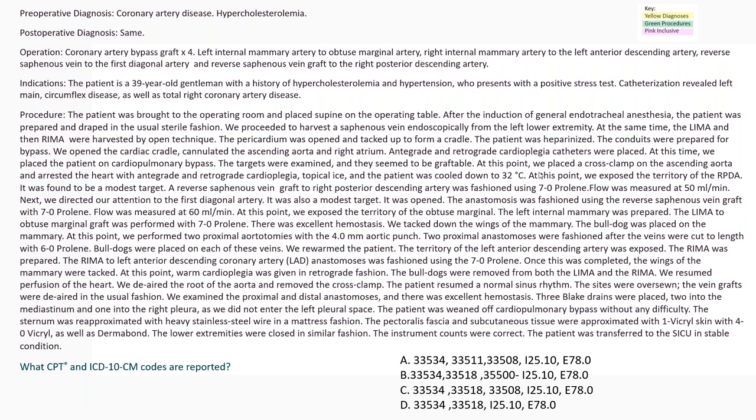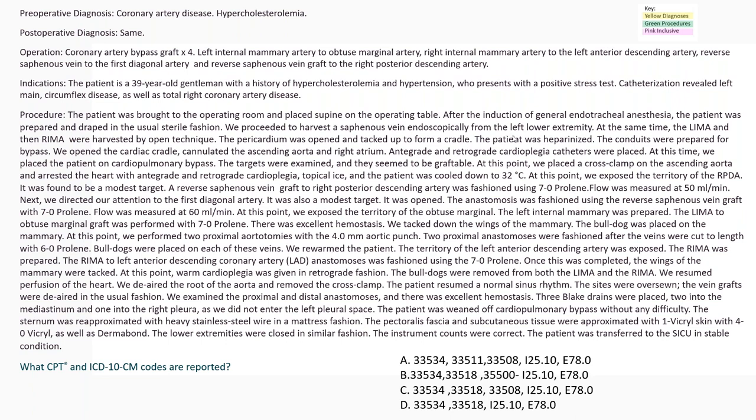How do I sound? Is it clear, Ms. Coders? Am I audible? Okay, because my voice did break last time when Ms. Courtney was reading the scenario. Okay, that's good. Thank you. Thank you for letting me know, coders.